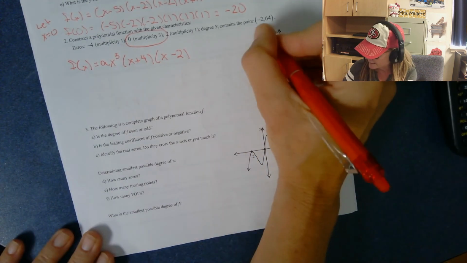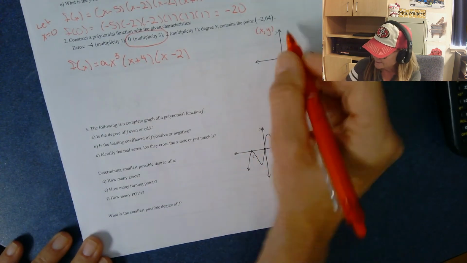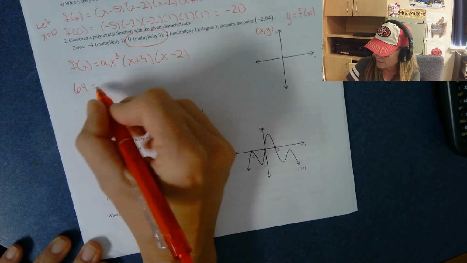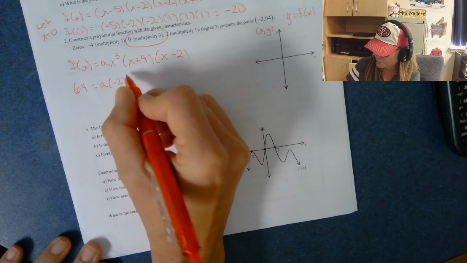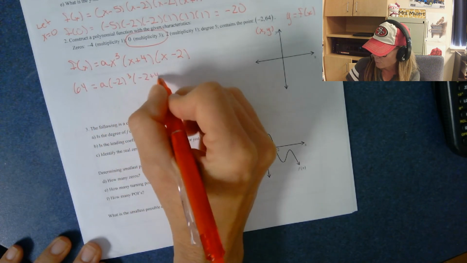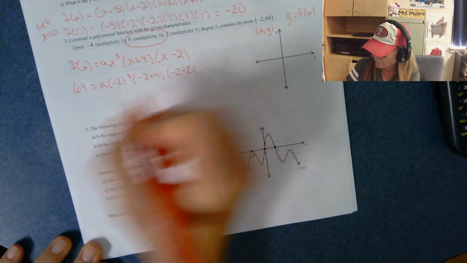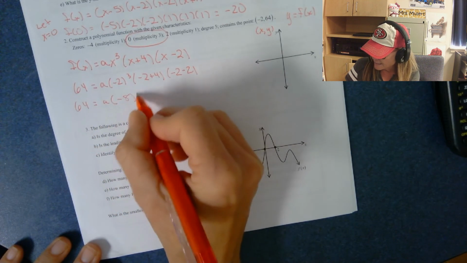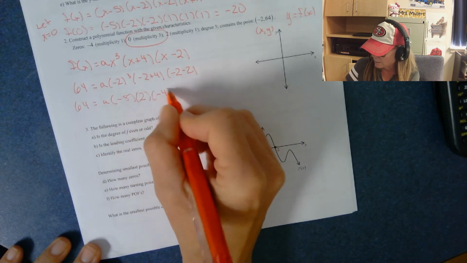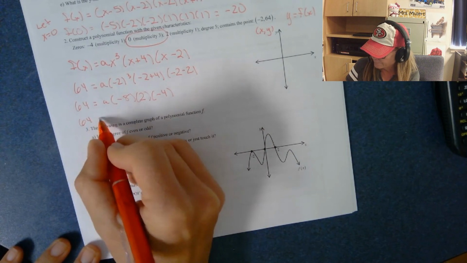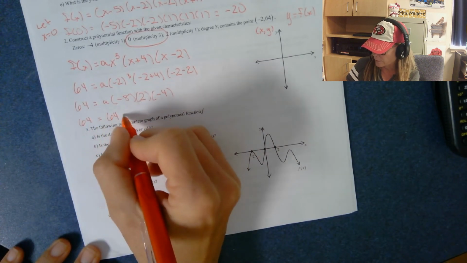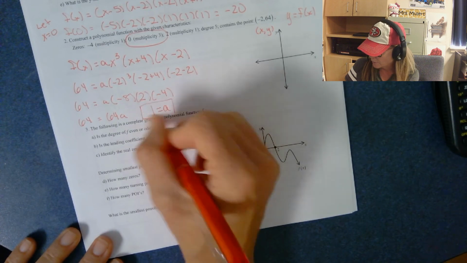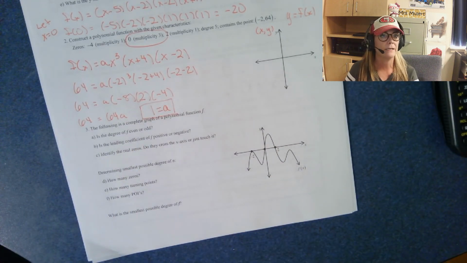So we're just going to use this x and this y here. Remember, y is equal to f of x. So we'll put 64 here and solve for a: negative 2 cubed, negative 2 plus 4, negative 2 minus 2. 64 equals a times negative 8 times 2 times negative 4, which happens to be 64a. It's kind of a coincidence that a came out to be 1, but a would be equal to 1 here.